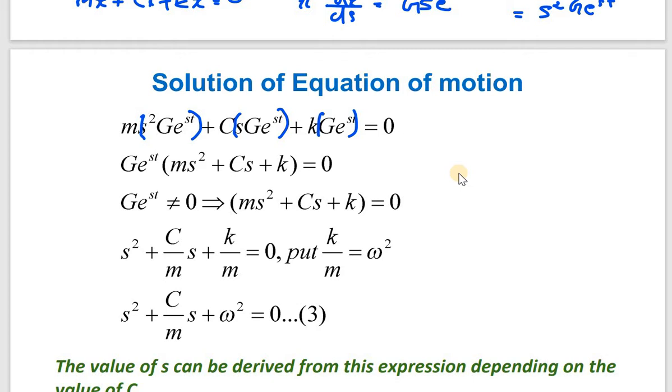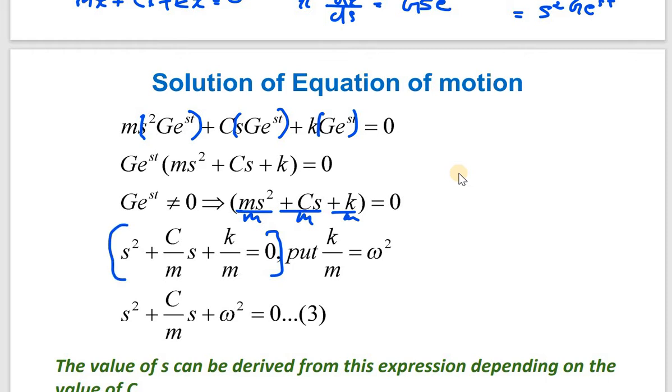I am taking m to the denominator, dividing by m. So how can I write? s square plus c by m s plus k by m is equal to 0. So this is my first equation.